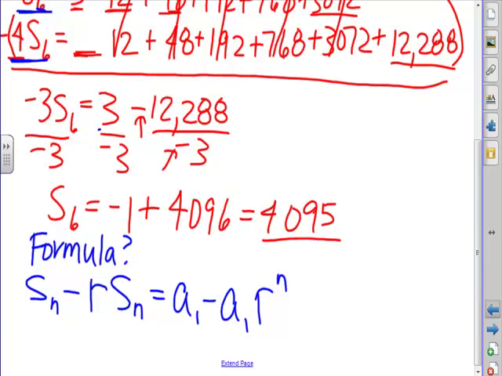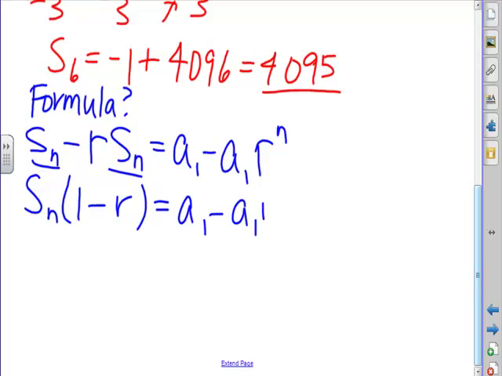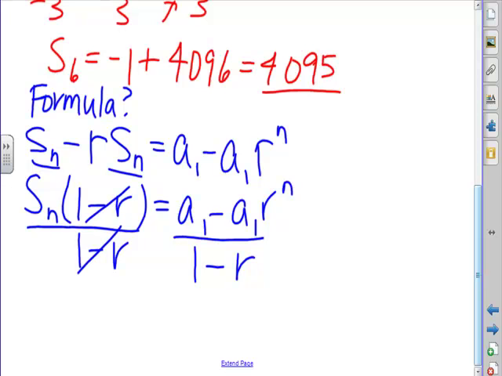Which, if you notice here, this is my a sub 1, and then this is my a sub 1 times r to the n. And I'm going to take another minute here and do a little maneuvering, and factor this s sub n out over here. So s sub n times 1 minus r is equal to a sub 1 minus a sub 1 times r to the n, which in the end I want to divide out. So that is kind of a yucky looking equation probably.